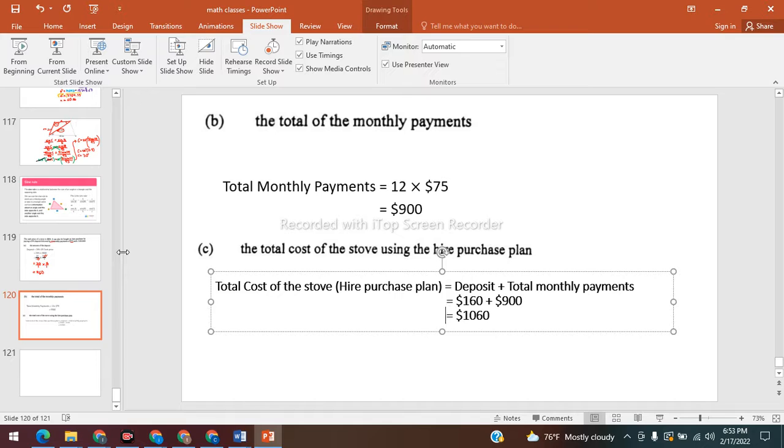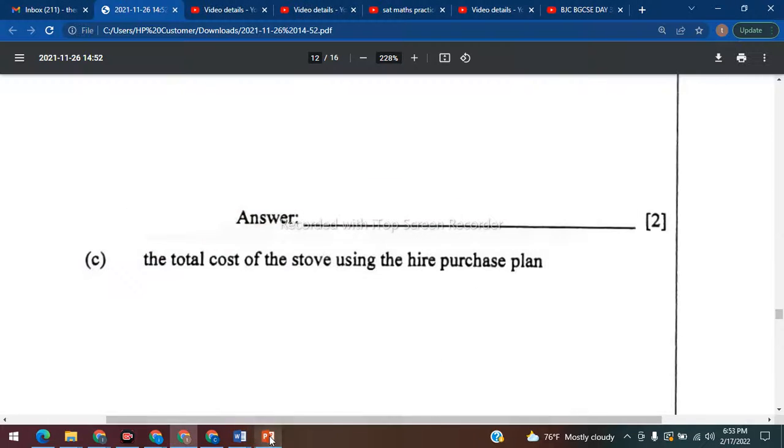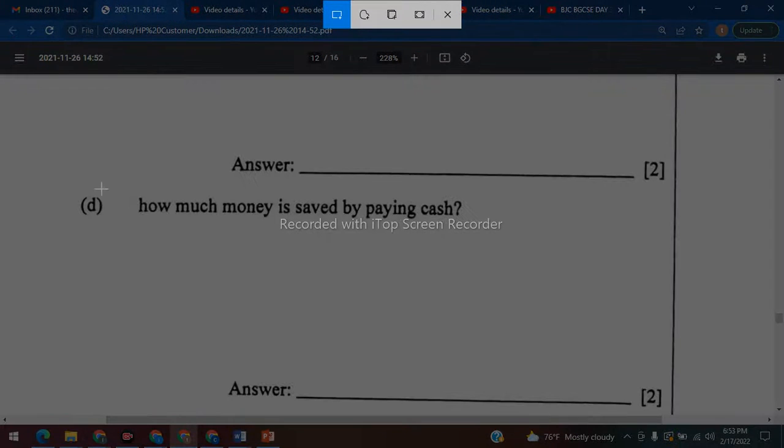Sensibly though, the cash price is cheaper, right? It's supposed to be cheaper. But with hire purchase, they make more money off you over time. But at the same time, it's also beneficial in that if you don't have the upfront costs, you're still able to have the item.